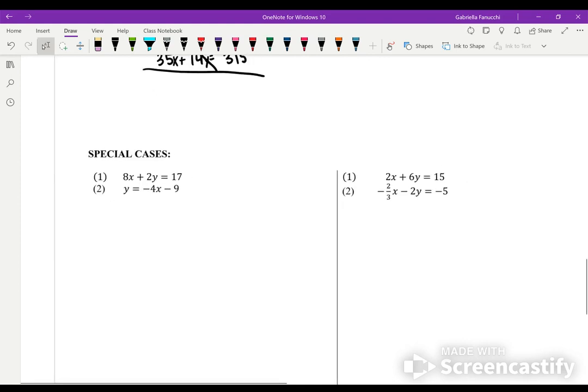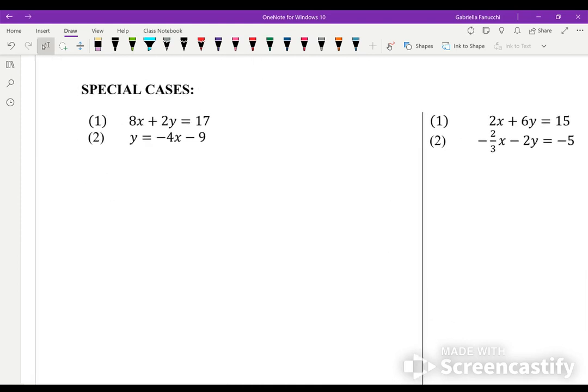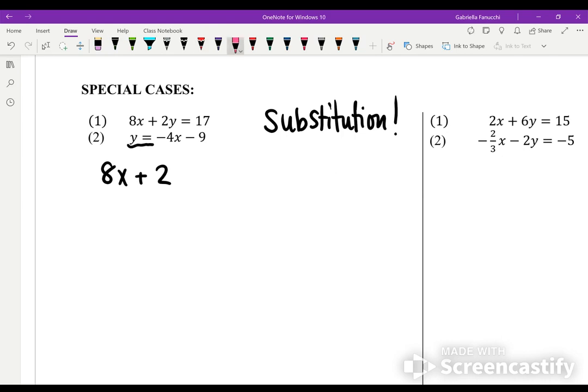We have some special cases here. Okay, let's look at this. 8x plus 2y is equal to 17. Y is equal to negative 4x minus 9. Well, based on the two methods, which one should I do? I already have what y is equal to, so the best idea is to do substitution. Okay, 8x plus 2 times negative 4x minus 9. I'm plugging in this for this right here. Is equal to 17. 8x minus 8x minus 18.